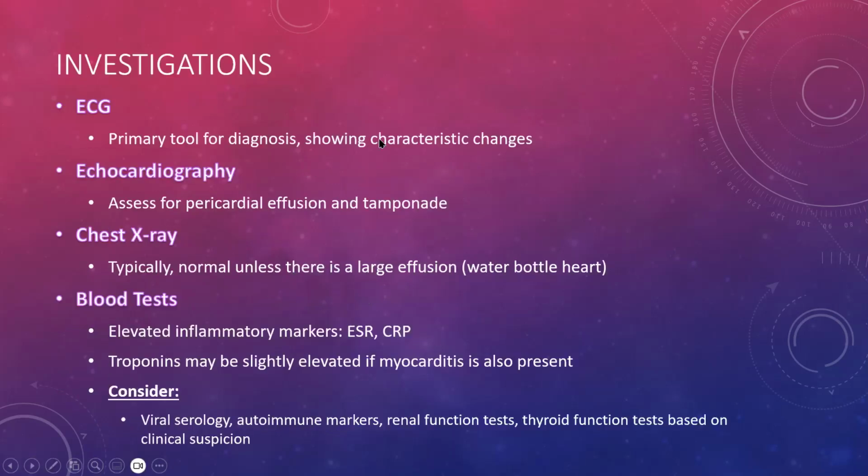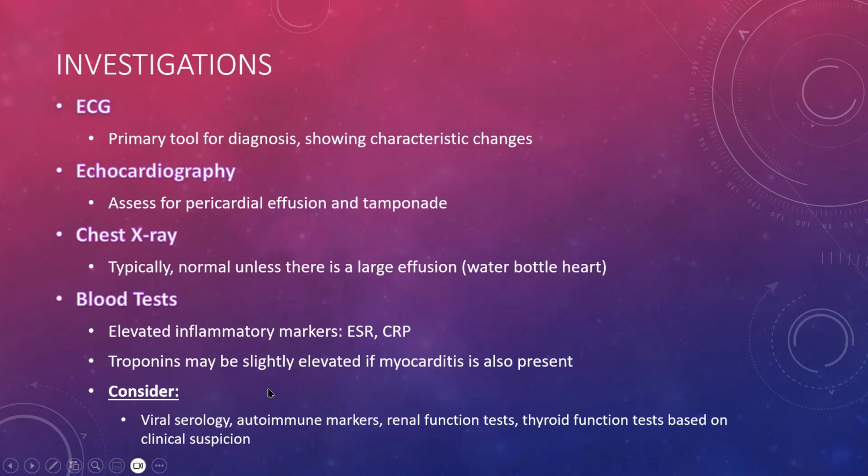Okay, so what are your investigations? Your ECG, echo, if you have the ability to do it or you have access to it. Your chest X-ray is typically normal unless there's a large effusion, which, like I say, more commonly would occur with TB. Your blood test, as I said, you would have elevated inflammatory markers and infective markers, ESR, CRP. If you have the option of procalcitonin, also a good test to do.